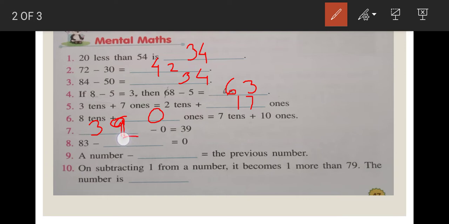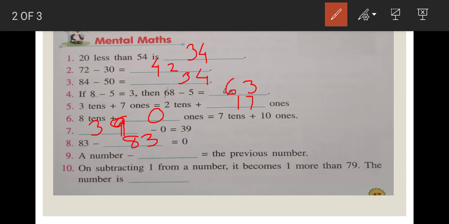So we are going to write here 83. Alright children, please write down 83 in number 8. And number 9 will be a number minus dash is equal to the previous number. A number minus how much gives you the previous number? Suppose for example 5 minus 1 will be the previous number 4, isn't it? Before 5 is 4. That means the previous number of 5 is 4.